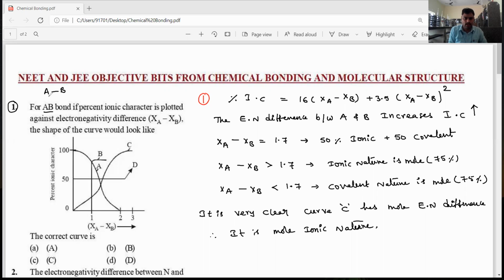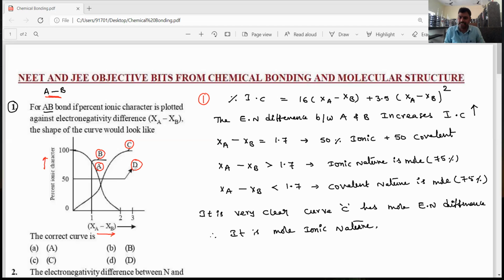For the AB bond, the electronegativity difference is Xa minus Xb, and they took the Xa minus Xb values on the x-axis and the percentage of ionic character on the y-axis. Then they gave four curves: curve A, curve B, curve C and curve D. Among these curves, we need to identify which curve has more ionic nature.